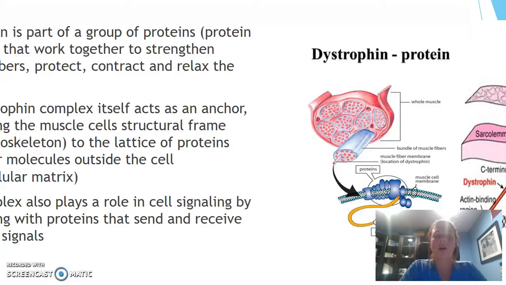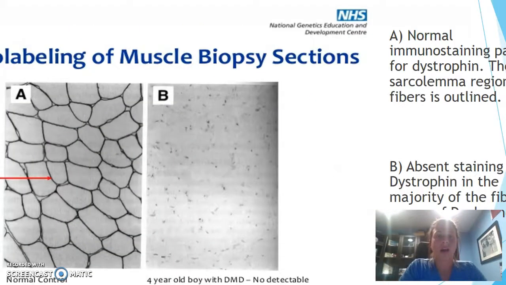So a lack of this protein creates extreme complications. I actually found a biopsy section of immunolabeling for dystrophin, which I thought was kind of cool. They used dystrophin antibody staining on a biopsy of muscle cells.